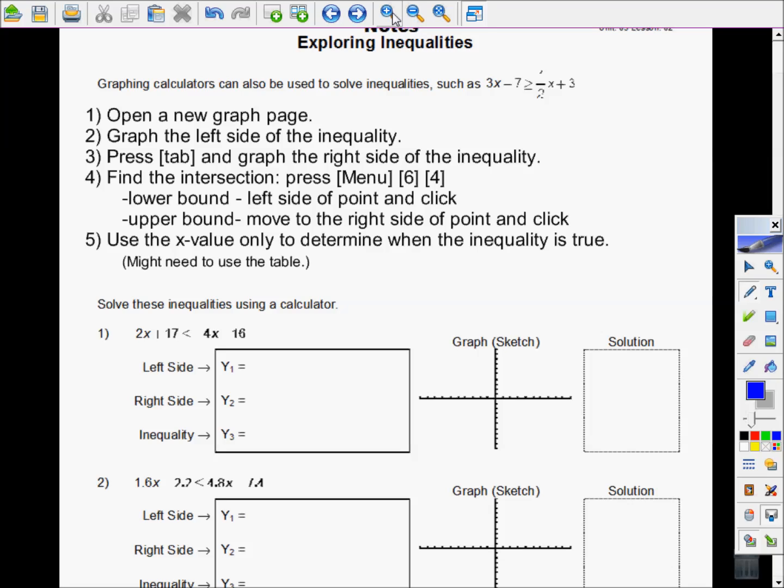If you're done at this moment, I would like you to practice the steps using the practice problem at the top of your page. It says 3x minus 7 is greater than or equal to 1/2 x plus 3. So I would like you to practice that problem. If you're done writing the notes, follow the steps.